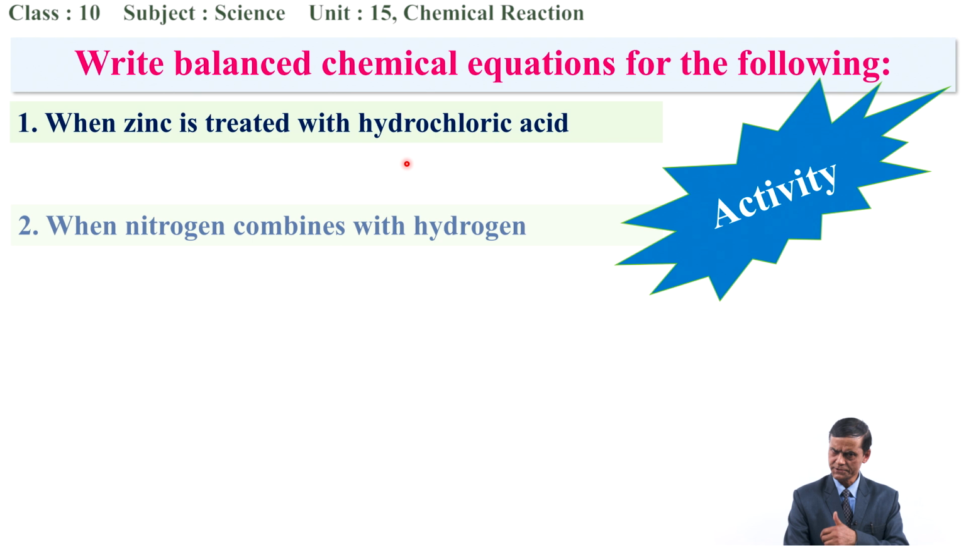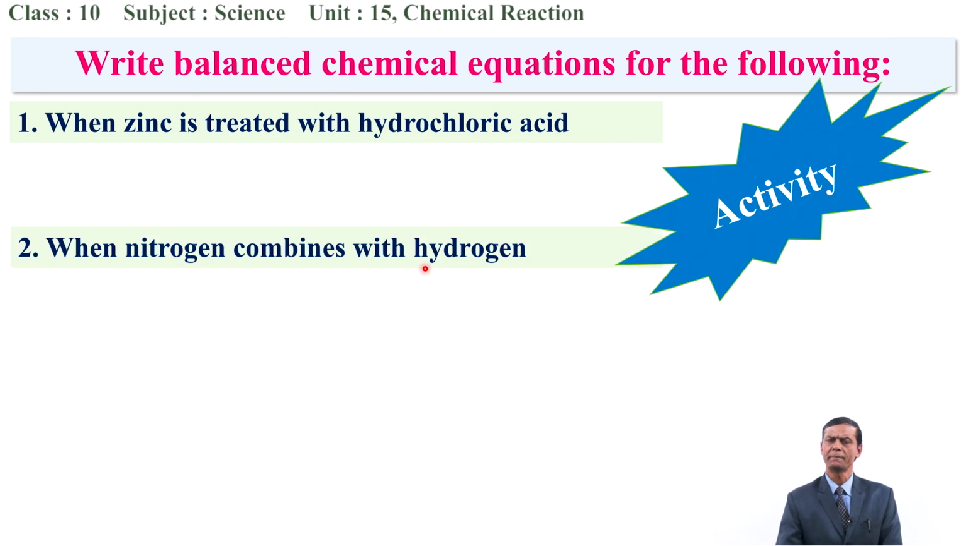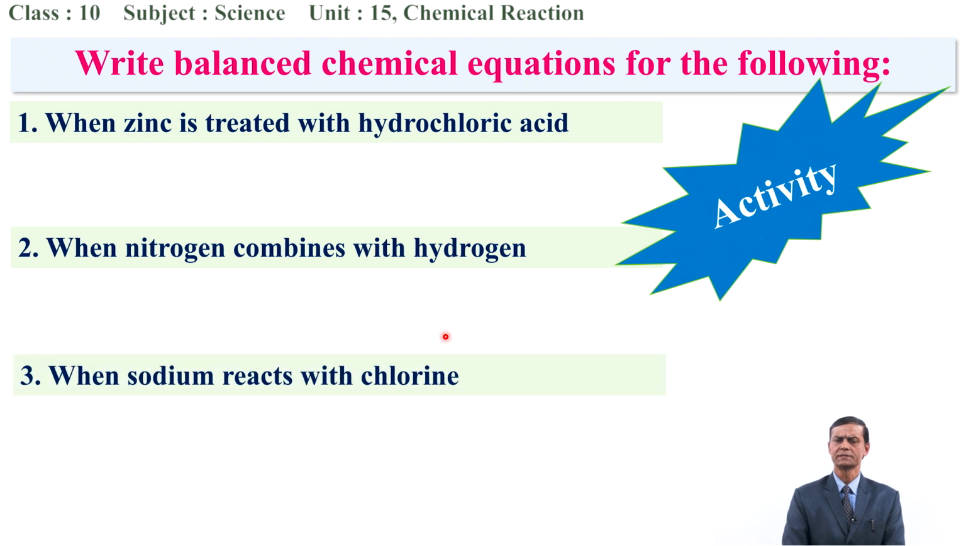And another question is, when nitrogen combines with hydrogen, nitrogen and hydrogen are the reactants. Nitrogen plus hydrogen, what will be the product? You try to complete, and later on I'll facilitate you how to write. Third question is, when sodium reacts with the chlorine, how to write this? What are the reactants? Sodium plus chlorine.